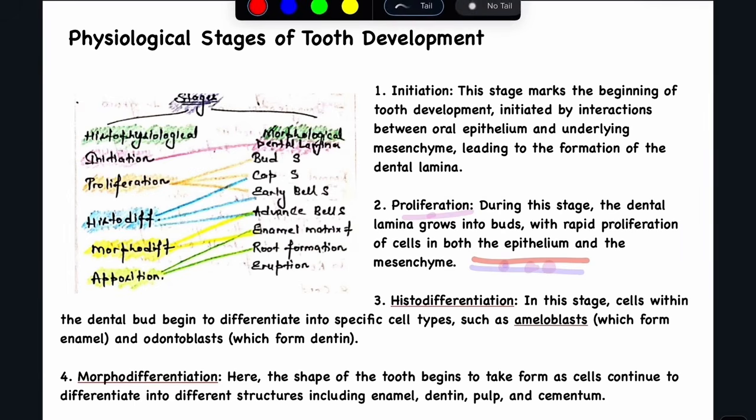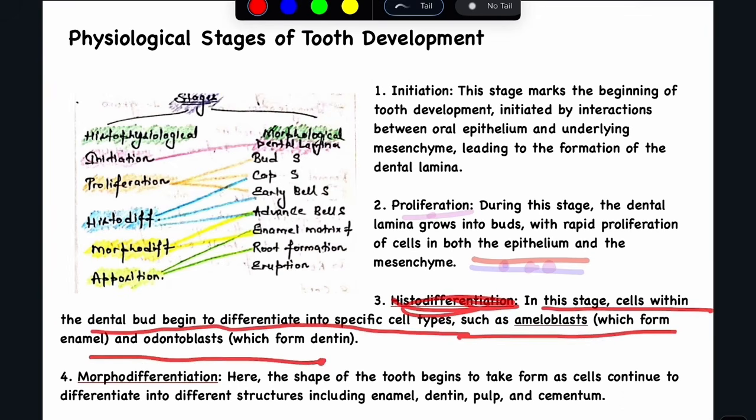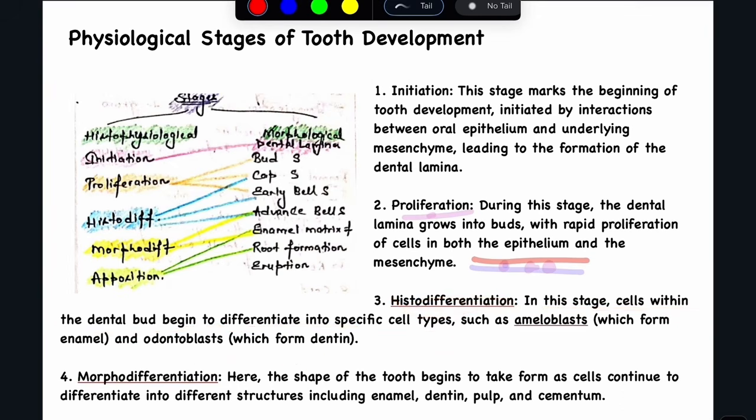Okay, now the histodifferentiation stage. In this stage, the cells within the dental bud begin to differentiate into specific cells such as ameloblasts and odontoblasts. So the whole thing, how we had the bud stage, cap stage, early bell stage, and advanced stage, the whole three stages where the entire formation was taking place. So this is the histodifferentiation.